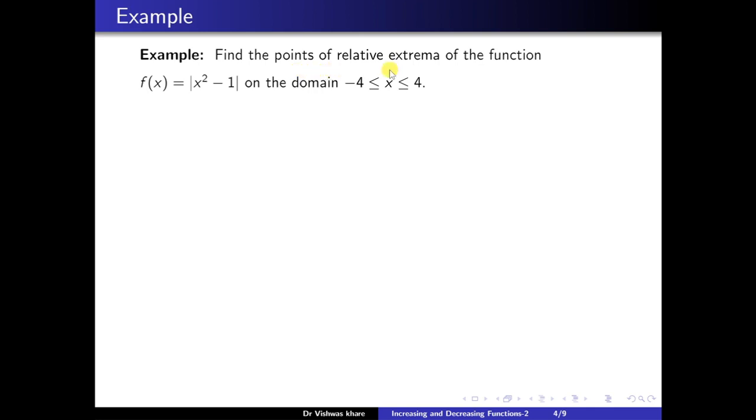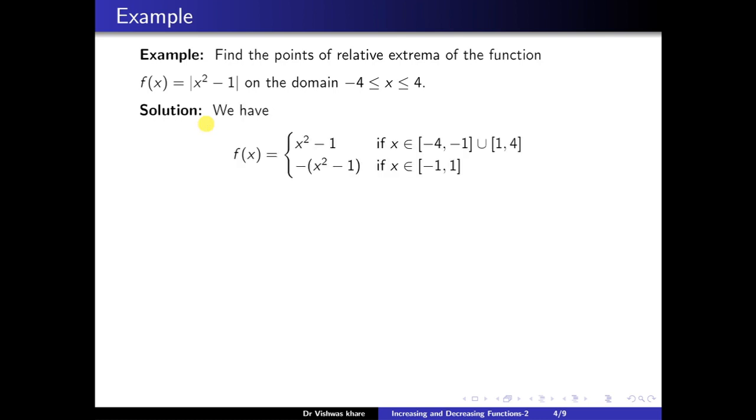Find the points of relative extrema of the function f(x) = |x² − 1| on the domain −4 ≤ x ≤ 4. That is, f(x) = |x² − 1| on the domain closed interval −4 to 4. Let us see the solution.